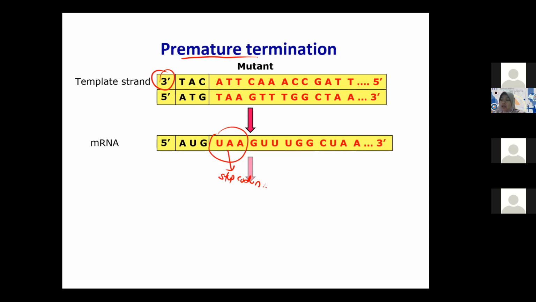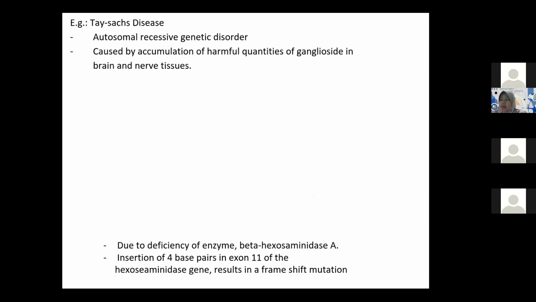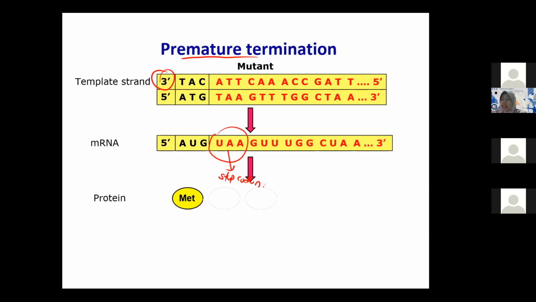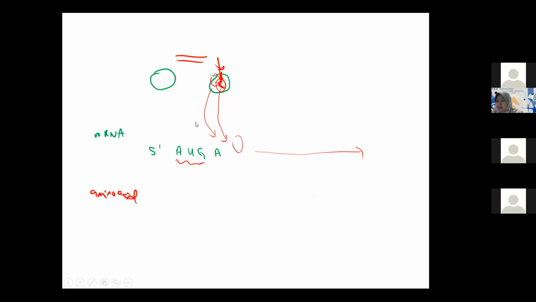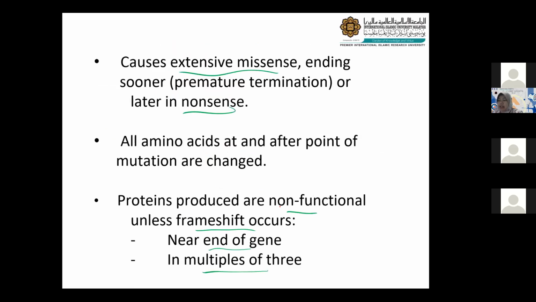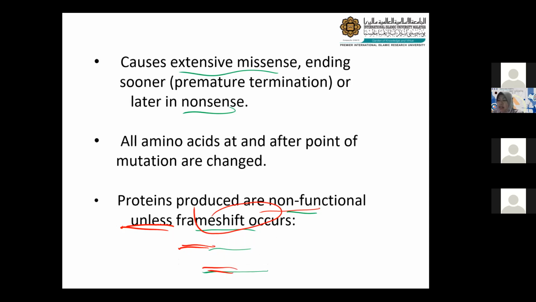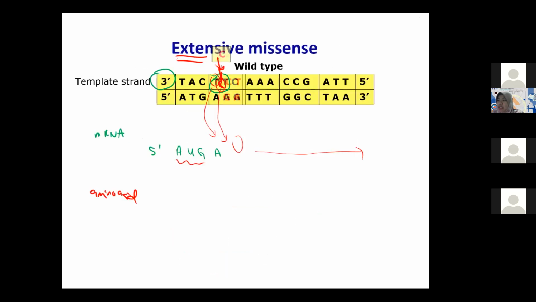Okay, right? So what happened to your protein? Now your protein becomes non-functional. Okay, right. Okay, example. Sekarang ni kita cuba buat satu condition. Okay, let us do one condition. Yang ni tadi. The protein produced is non-functional unless the frame shift occurs near the end of the gene or in multiple of 3. Okay, what does that mean? Okay, kita cuba buat sendiri. Kita buat kat sini.